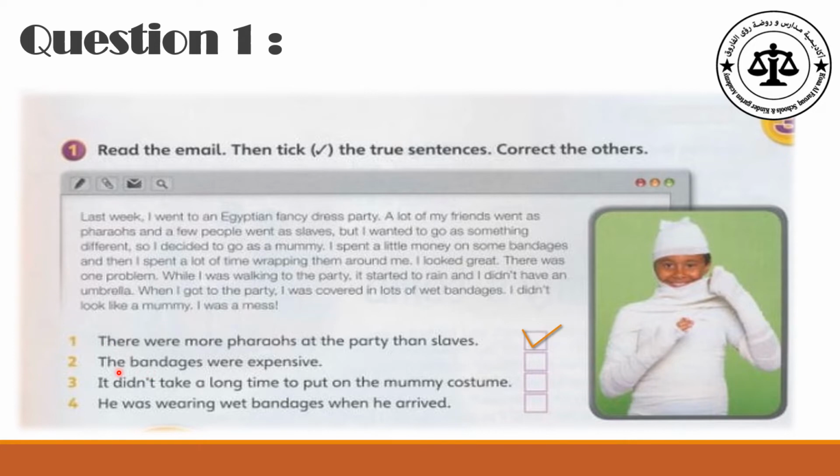Number 2. The bandages were expensive. In the email we have, I spent a little money on some bandages. A little money means a small amount of money. So this is false. Number 3. It didn't take a long time to put on the mummy costume. Yes, it's false. And the last one: he was wearing wet bandages when he arrived. This is true.